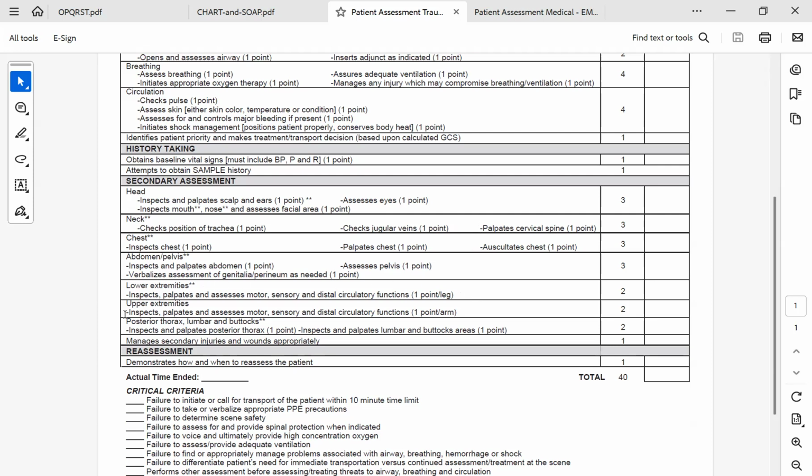So working your way down the arms. Can you check a radial pulse? Can they wiggle? Which finger am I grabbing? Checking a cap refill. And then we're going to roll them over and look at their back.